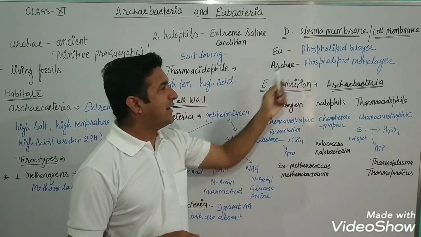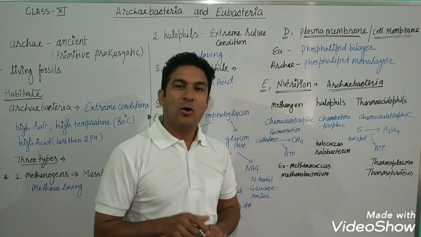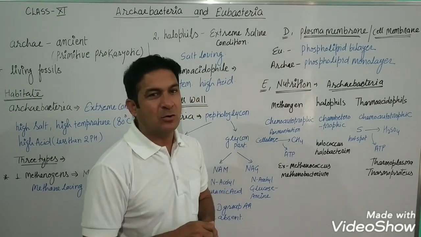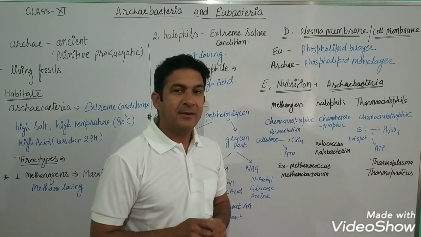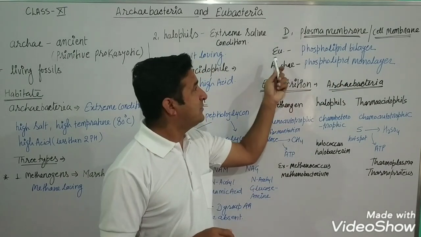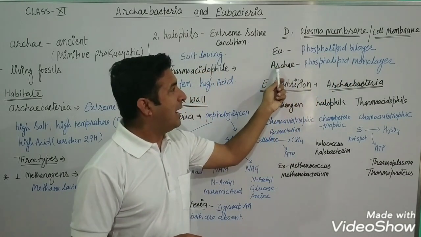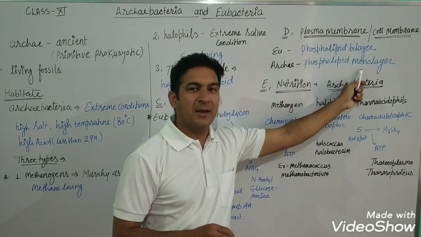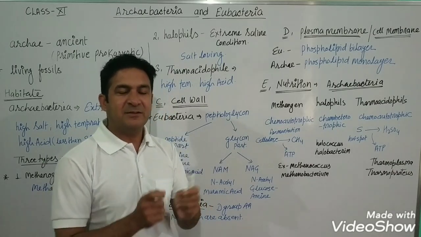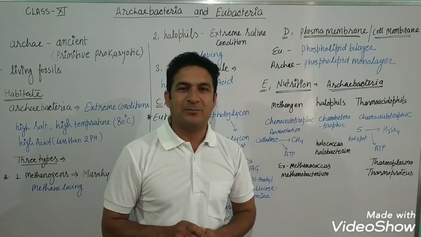In the case of Archaebacteria, the plasma membrane or cell membrane is also made up of phospholipid, the same as in eukaryotes, but it is a monolayer. A single layer is there. In Eubacteria it is a bilayer of phospholipid, but in Archaebacteria it is a monolayer, that means a single layer of phospholipid. So this is the difference between the Archaebacteria and Eubacteria plasma membrane.